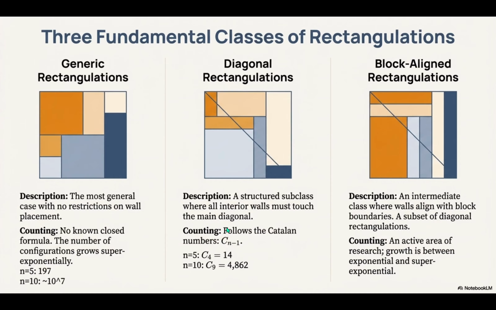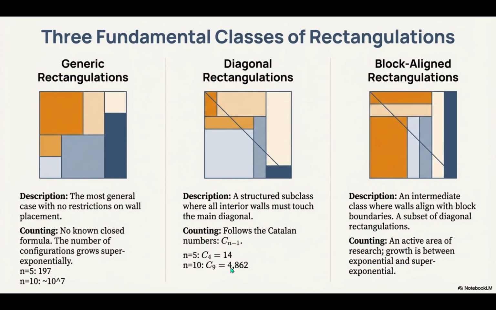When you add that one rule, the number of configurations stops exploding. Instead, it follows a classic mathematical sequence. The Catalan numbers. The Catalan numbers, exactly. So for n equals 10, instead of 10 million, you only have 4,862 possibilities. Wow. That's a huge drop in complexity from just one rule. A massive drop. It's a great example of how geometry really drives the math here.